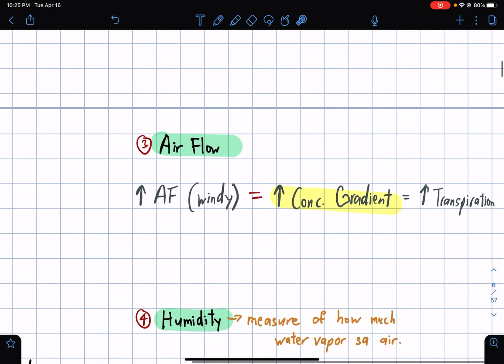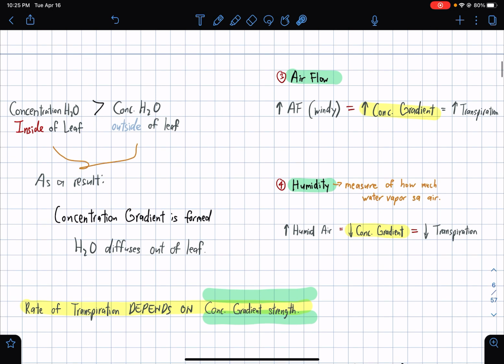Okay, so the third factor is airflow. The higher the airflow, or basically the windier it is, the higher the concentration gradient and the higher the rate of transpiration. Basically, if it's windy, a concentration gradient is established. This concentration gradient plays a very important role in defining the rate of transpiration. It is very related to humidity. The higher the humidity, or the more humid air we have, the lower the concentration gradient and the lower the rate of transpiration. What does that mean? Let's go back first to airflow.